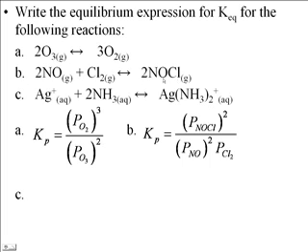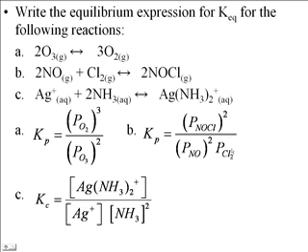So for letter B, we've got NOCl as our product, and there's 2 of them, so we have the pressure of NOCl squared over the pressure of NO squared times the pressure of Cl2, and again, that's just the regular old pressure of Cl2. And then for our third one, here we do have an aqueous solution, so notice that I use Kc and not Kp. Our product is Ag(NH3)2+, so that's on top. There's only 1 of them, so there's nothing raised to the power.